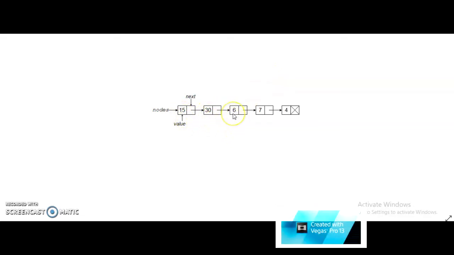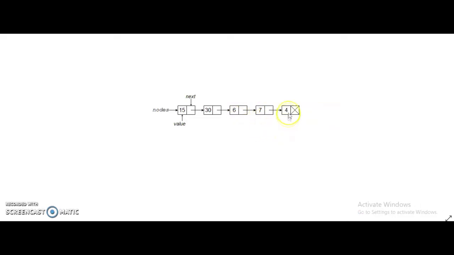Now again we start the temporary variable from 6. So 1, 2, 3. 3 is greater than 2. Now we will move head here to 6. Now temp will start from here, 1 and 2. Now 2 is equal to 2. So we can print head's next data directly.